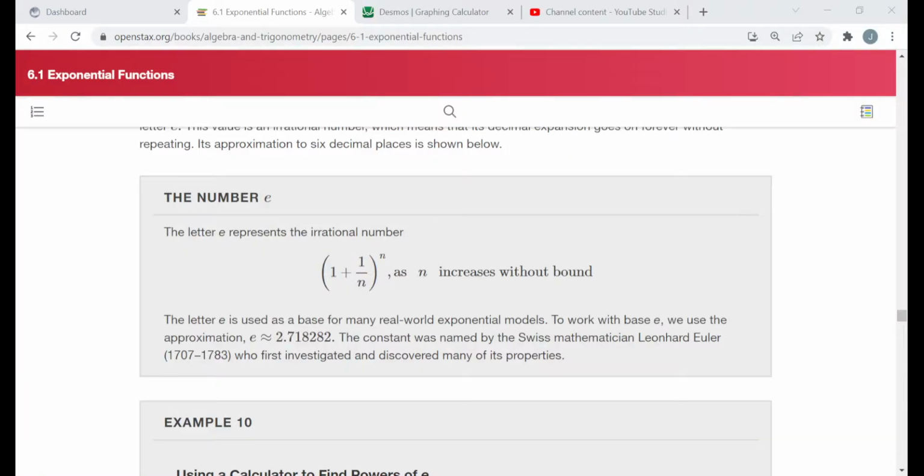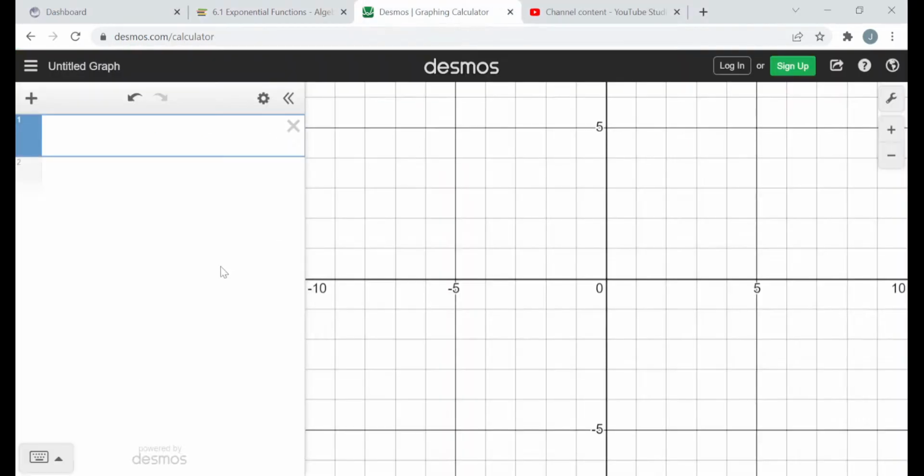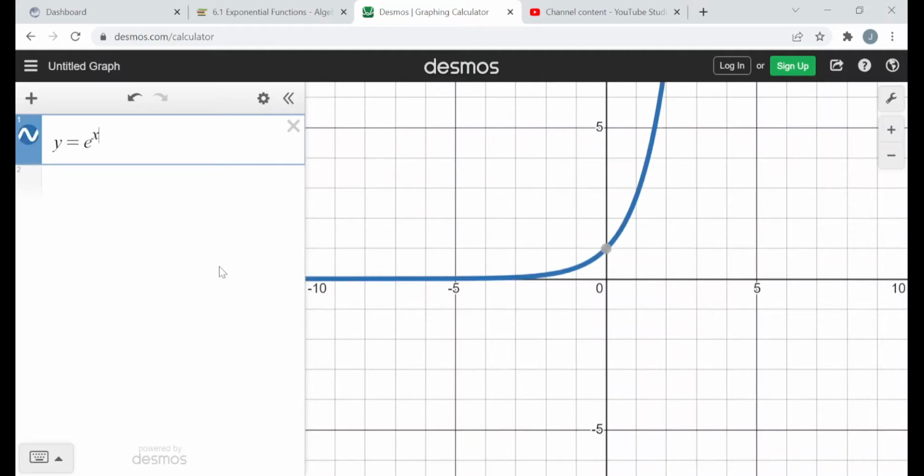I'm going to go to that Desmos website and show you this. If you just type in the letter e in Desmos, it pops up as 2.71828182845, and so on. They're giving you an approximation there. If I just type y equals e to the x, you see this exponential growth function. It's increasing as you go from left to right.